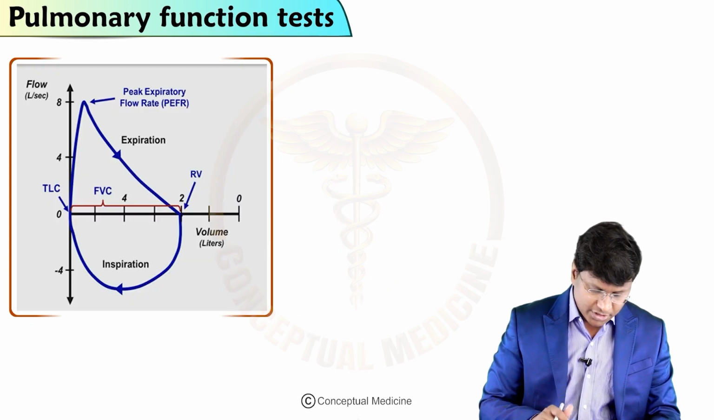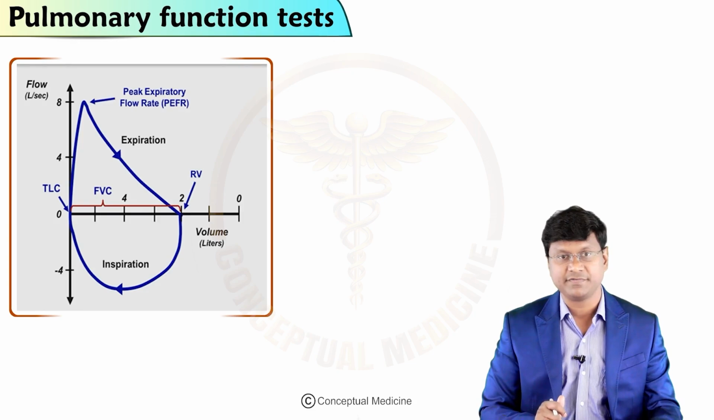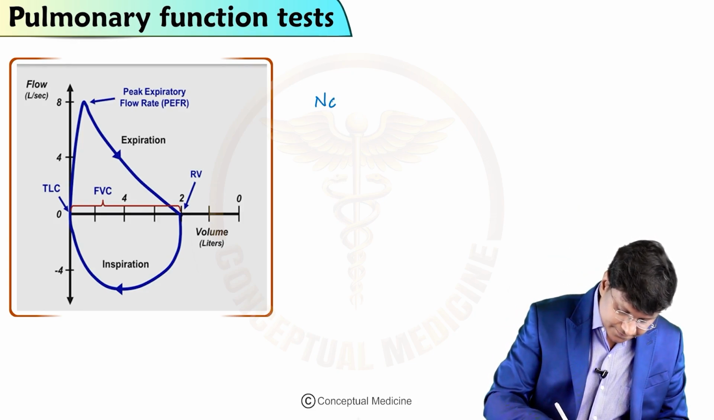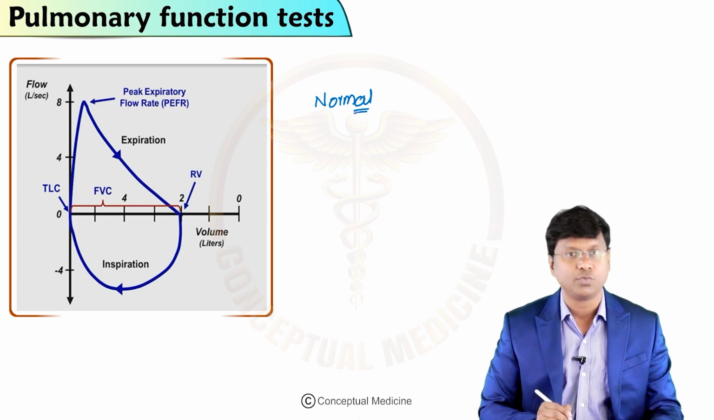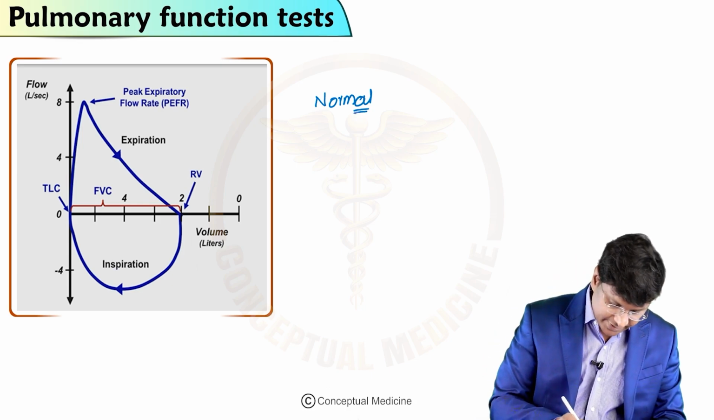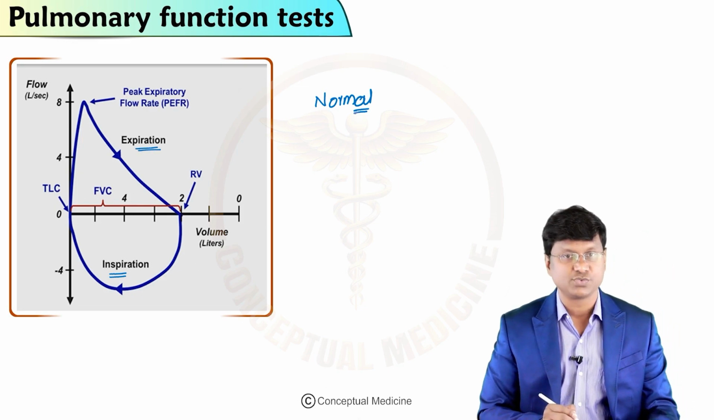Now you need to know the flow volume loops, because there are many questions on the flow volume loops of your pulmonary function test. This is the normal flow volume loop. Right? This is the normal flow volume loop. Now what does this normal flow volume loop contain? You have the inspiratory component and you also have the expiratory component as well.